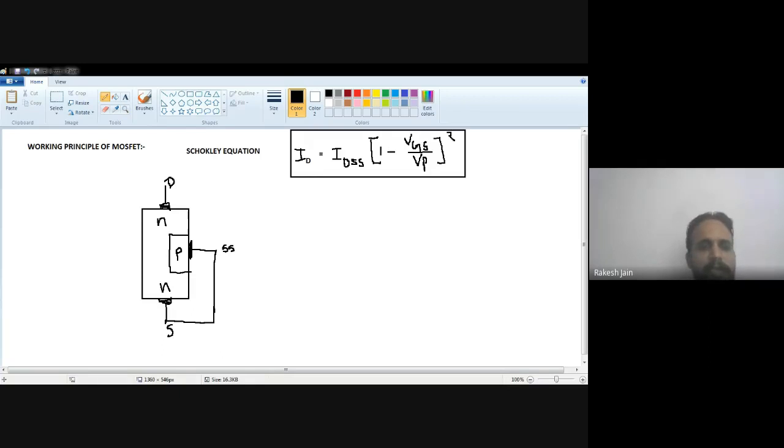Now the third one is the gate terminal. Let's suppose this one is your gate terminal, after the silicon dioxide and aluminum metallization.